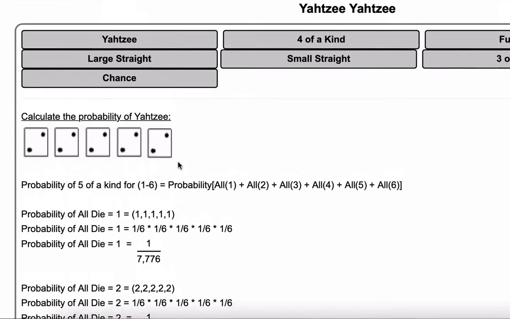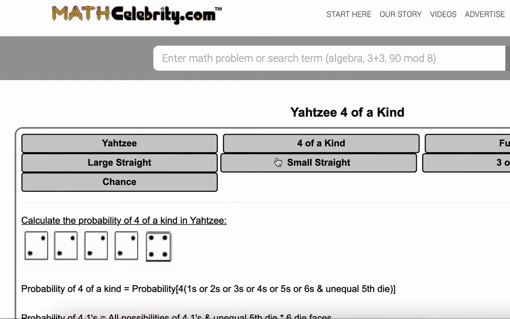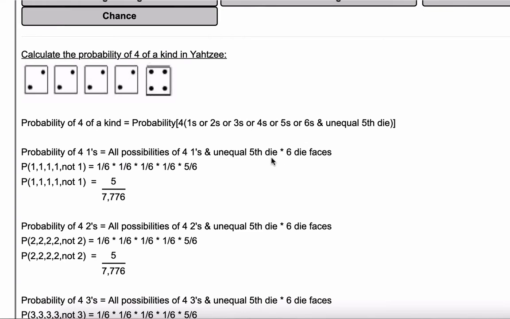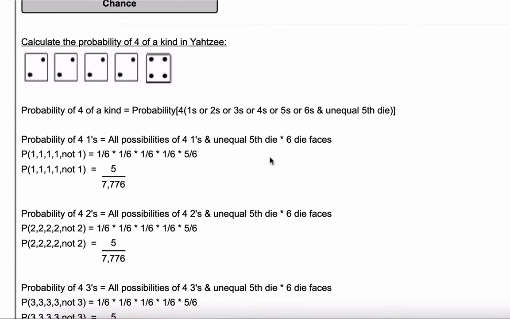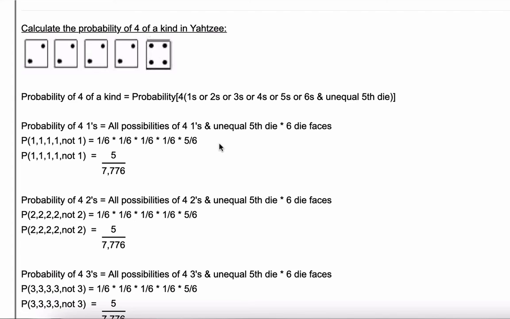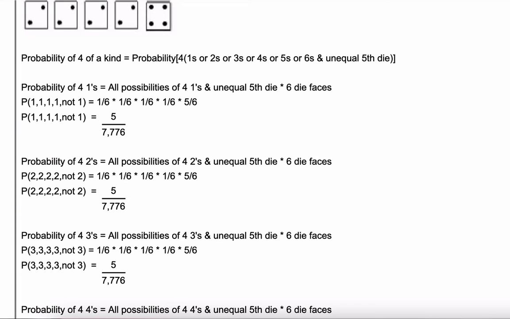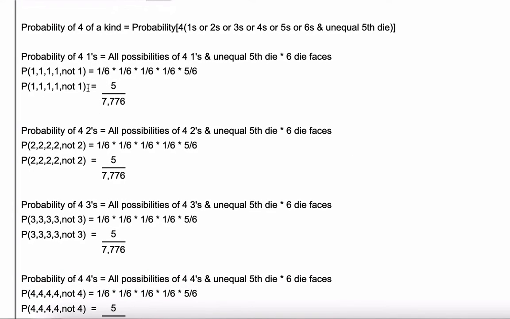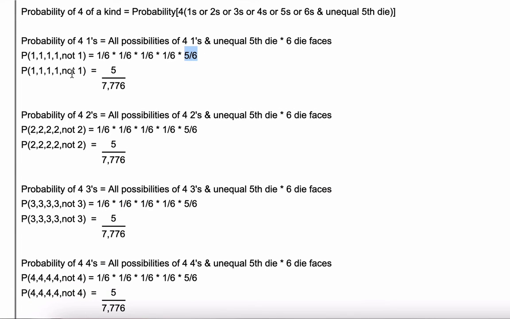Now let's move on to 4 of a kind. So I'll click this button. So we can have 4 ones, 4 twos, 4 threes, 4 fours, or 4 fives. And then the 6th die can be anything other than the 4 of a kind. So what we're going to do is we'll do 4 ones and then a not 1. And I break that out here. The probability of a 1 is 1/6, but anything but a 1 is 5/6. So this is the probability of 4 ones and then not a 1.